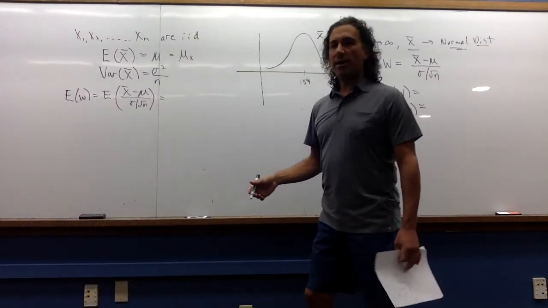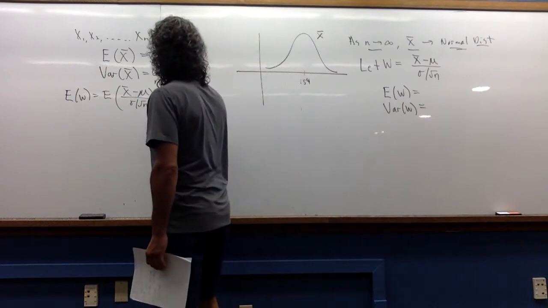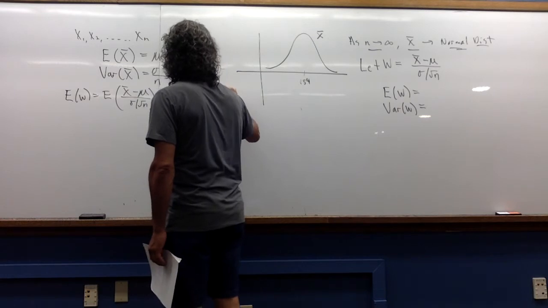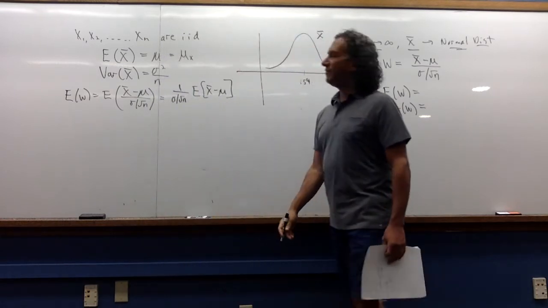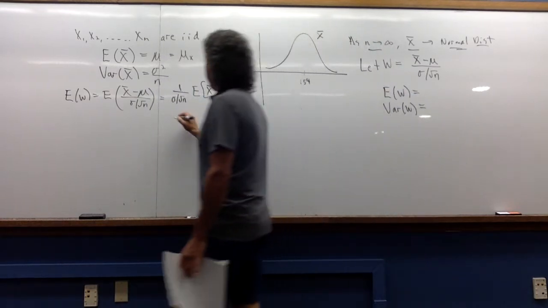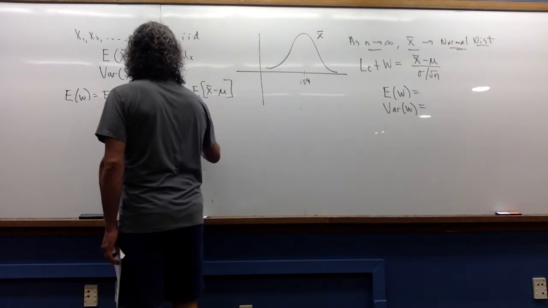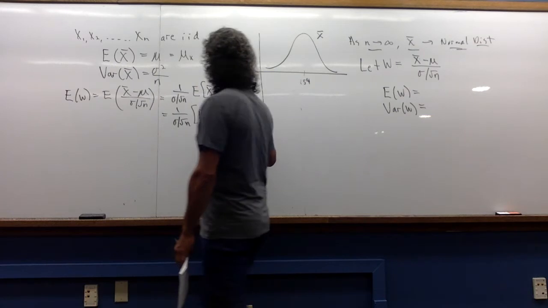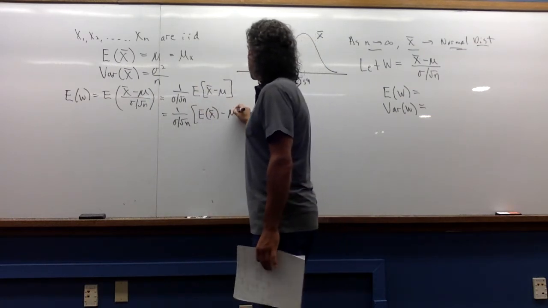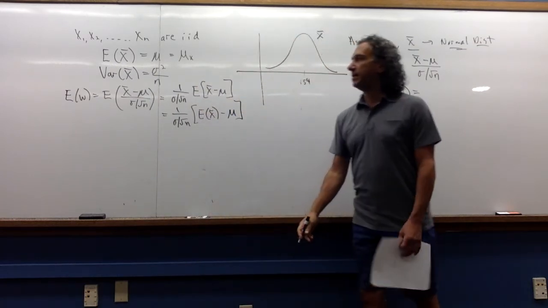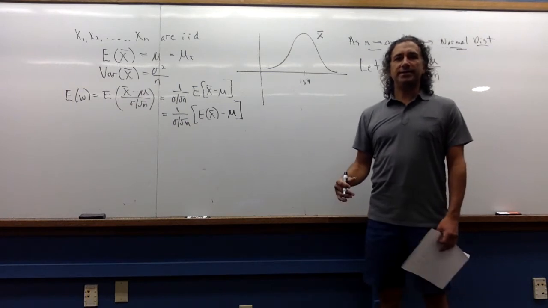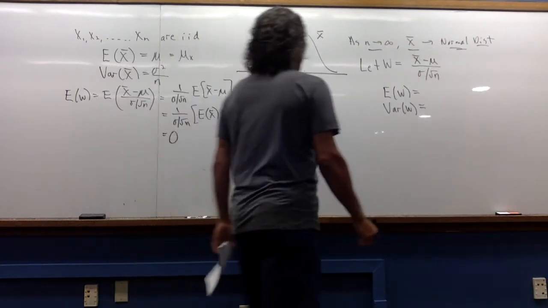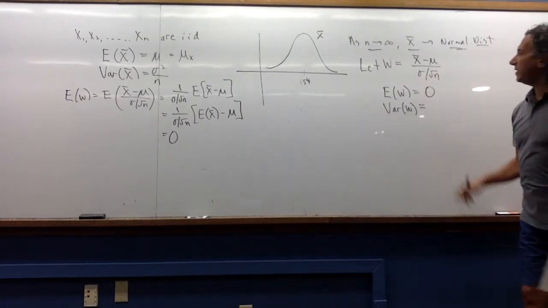Sigma over root n are constant, so we can pull those out. So we have the expected value of x bar minus mu. The expected value of a difference is the difference of the expected values, so we have 1 over sigma over root n times the expected value of x bar minus the expected value of mu, but that's just mu because mu is a constant, and mu minus mu is 0, so we get 0 out of this. So the expected value of this random variable is 0.